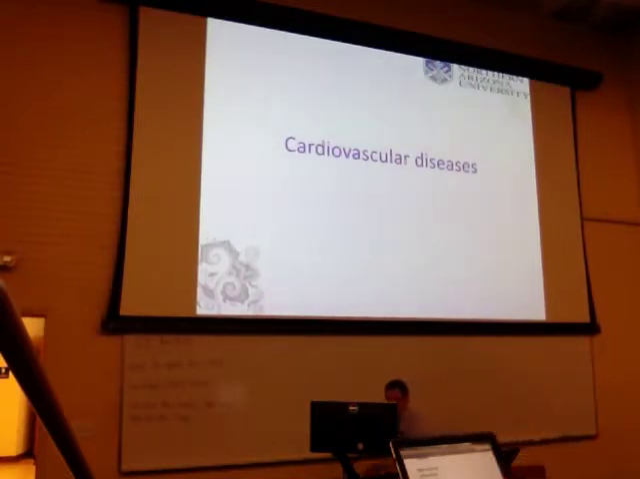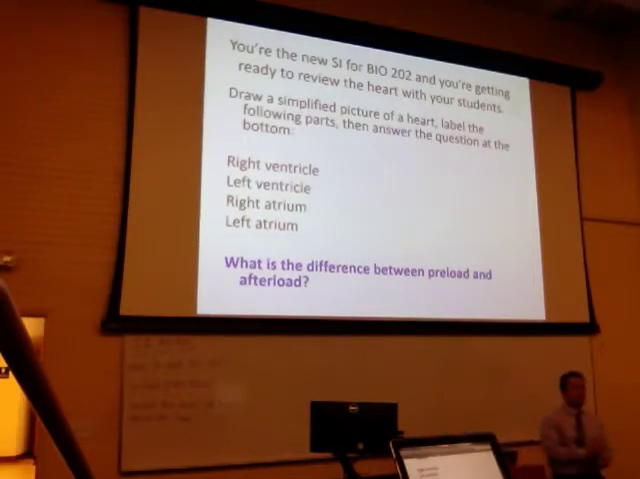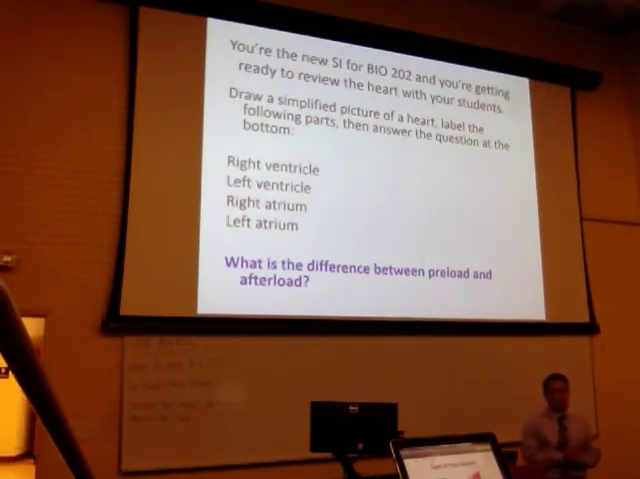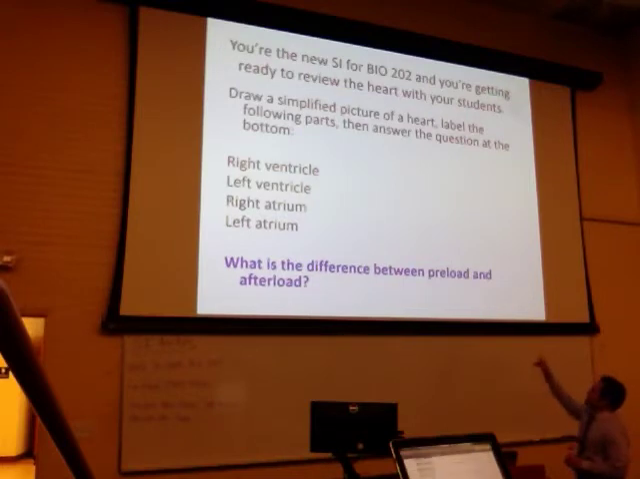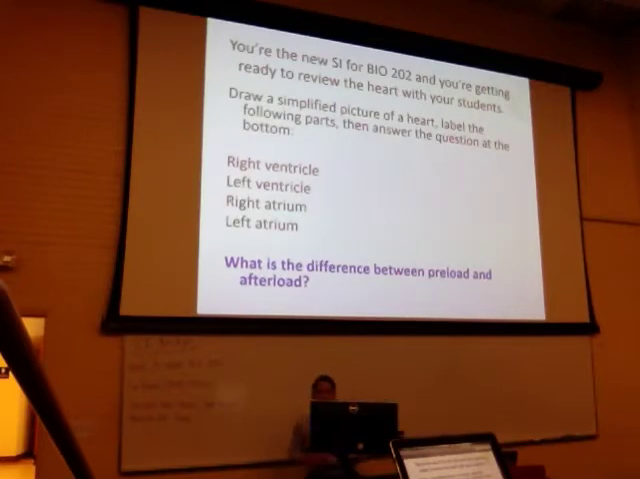And so first up, what I want you guys to do is act like an SI. But you're an SI for 202, because all of you have taken 202, right? You did really well. Gloriously well, okay? So I want you to draw a simplified picture of the heart. And I want you to label these 4 components. You can label more.